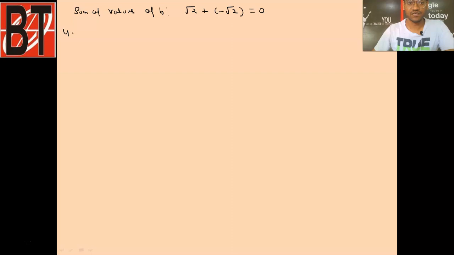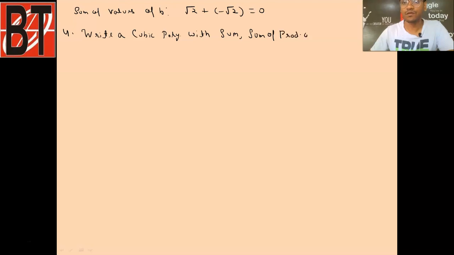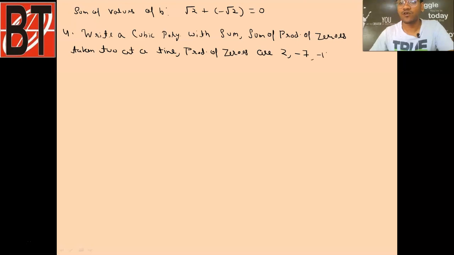In the NCERT only you have this question, in the optional exercise. Write a cubic polynomial with sum, sum of product of zeros taken two at a time, and product of zeros as 2, -7, -14 respectively.